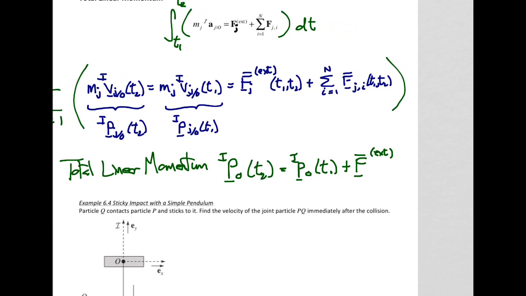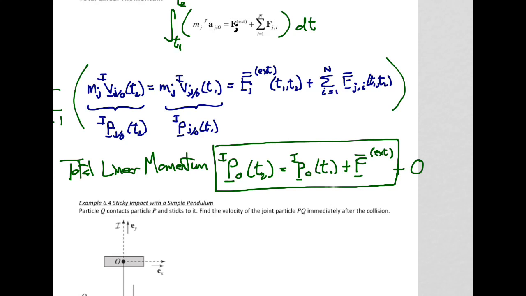Then when we add up all of the impulses of all of our internal forces, remember that for every F j,i there's an equal and opposite F i,j, so there's an equal and opposite impulse. This term ends up being 0 because all of the internal impulses cancel out. And so here's our final expression for total linear momentum.